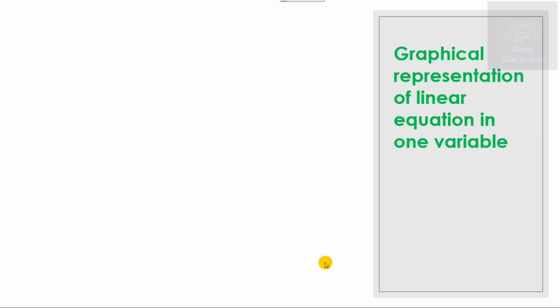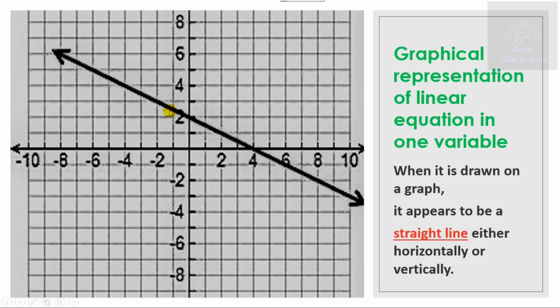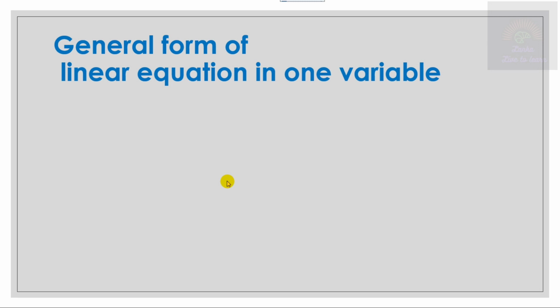So let us see why it is called a linear equation. If you represent the linear equation in one variable on a graph, it appears to be a straight line. You can observe it is a straight line, either horizontally or vertically, whatever the type may be. So it will represent a single straight line, so linear, that's why we call it a linear equation.